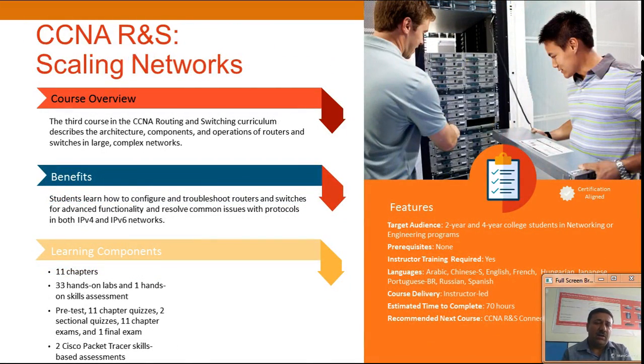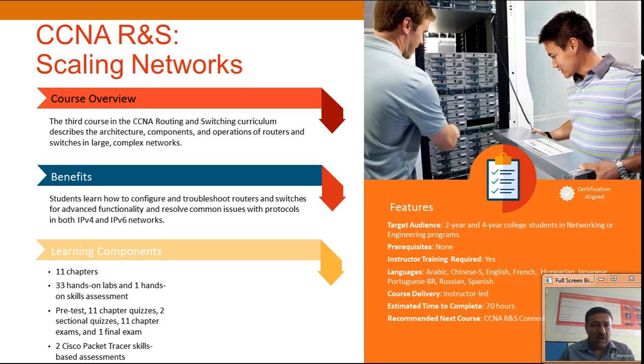And finally, we have taken one more paper from the CCNA curriculum. That's the third course of the CCNA Routing and Switching curriculum. It describes the architecture, components, and operation of routers and switches in large and complex networks. It means in the previous course we learned about routers in small networks, but here we are going for large and complex networks.